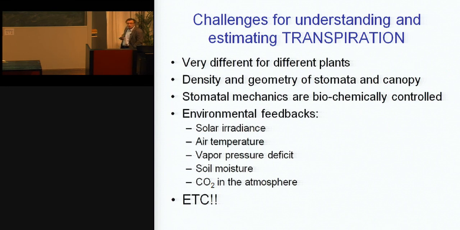And also here in our climate, different plants transpire at different rates. The density and the geometry of the stomata is very important, and the canopy. You can imagine what kind of canopy you have, what structure you have, how this is set up. This really enables the plants to lose that water more efficiently or not. There are also a couple of mechanical or biogeochemical controls, and there are a number of environmental feedbacks. The solar irradiance, or the incoming radiation, obviously is very important. The air temperature is important. We talked about sensible heat before. The water vapor pressure deficit.